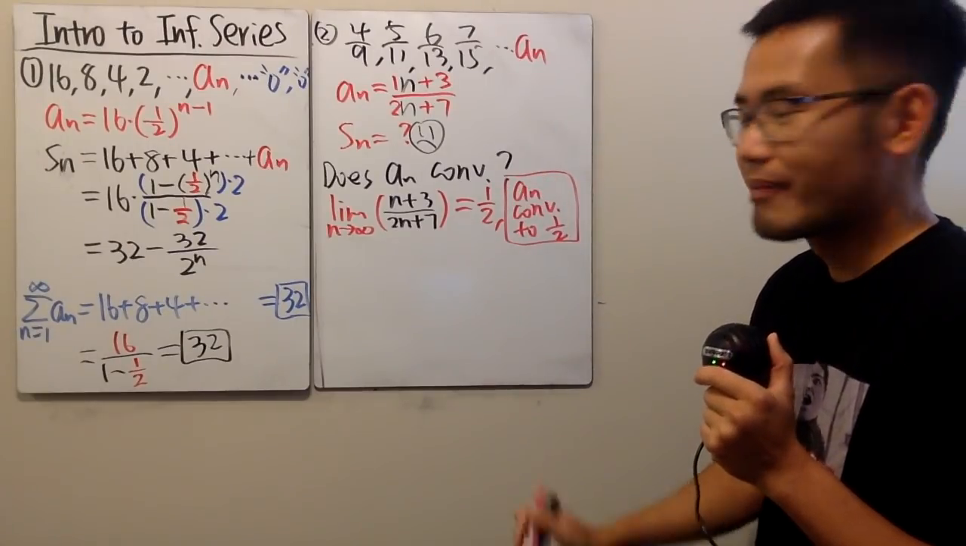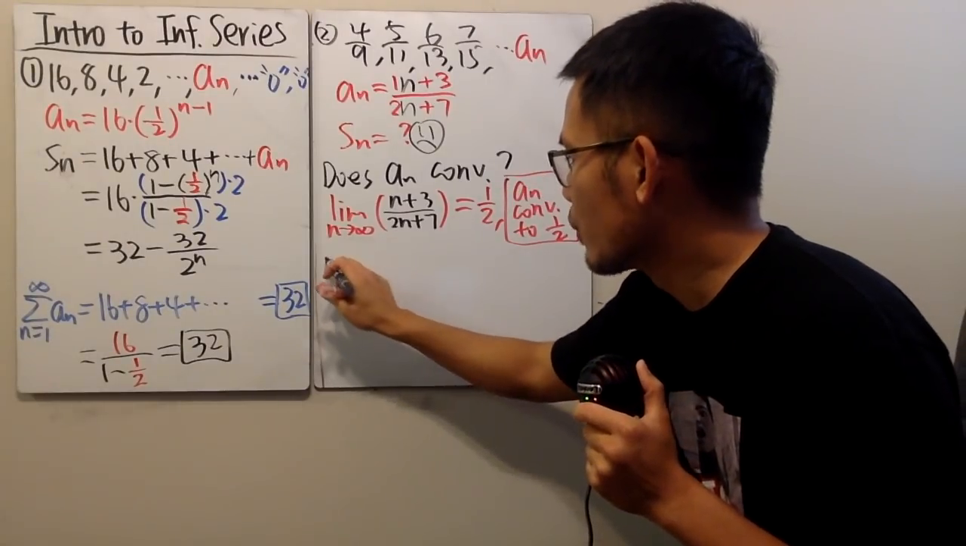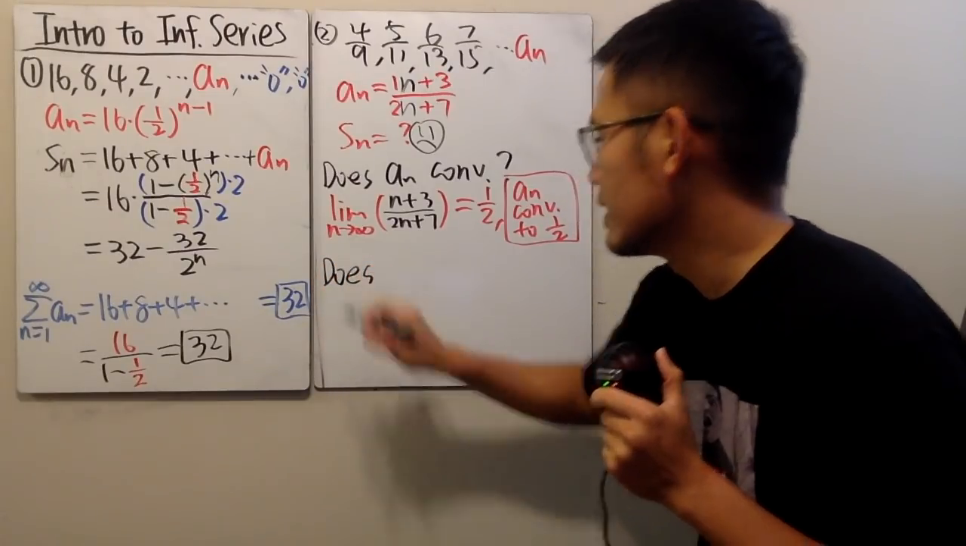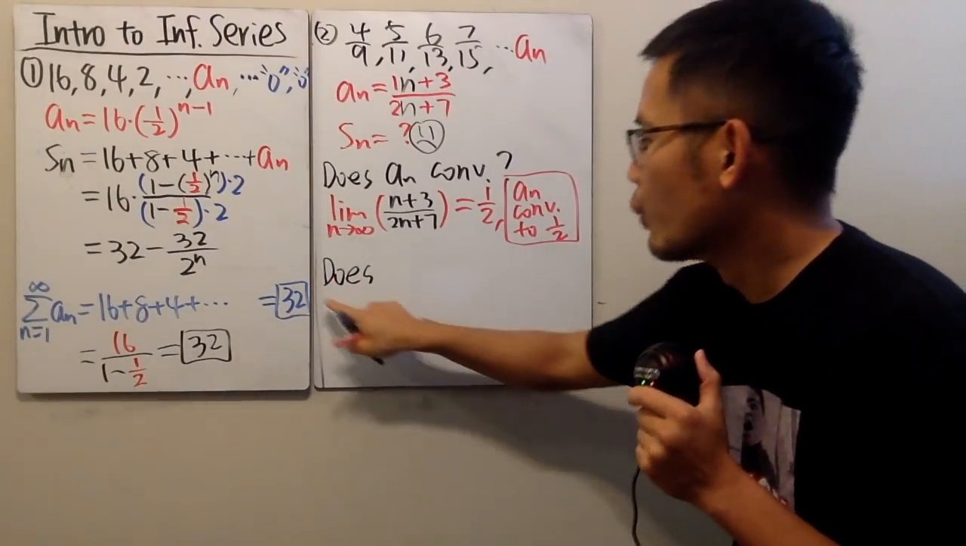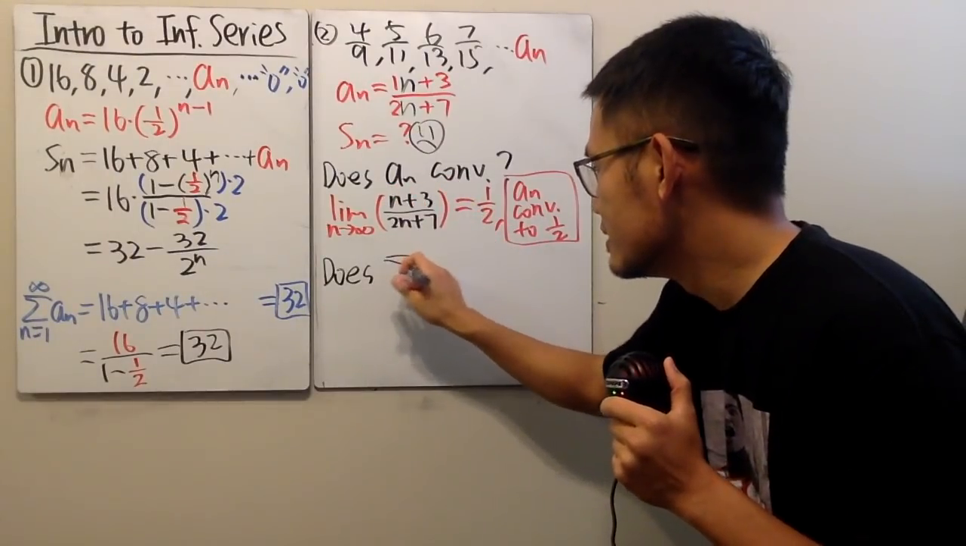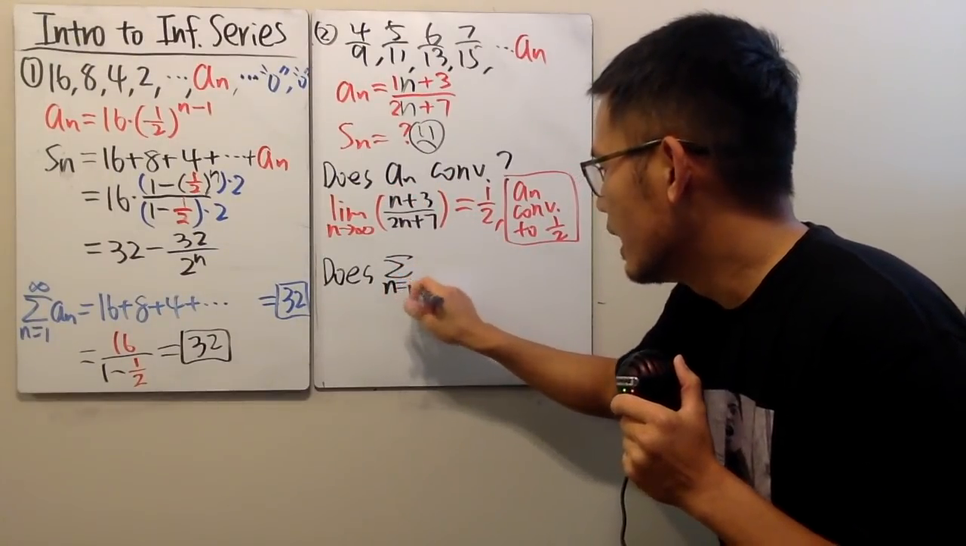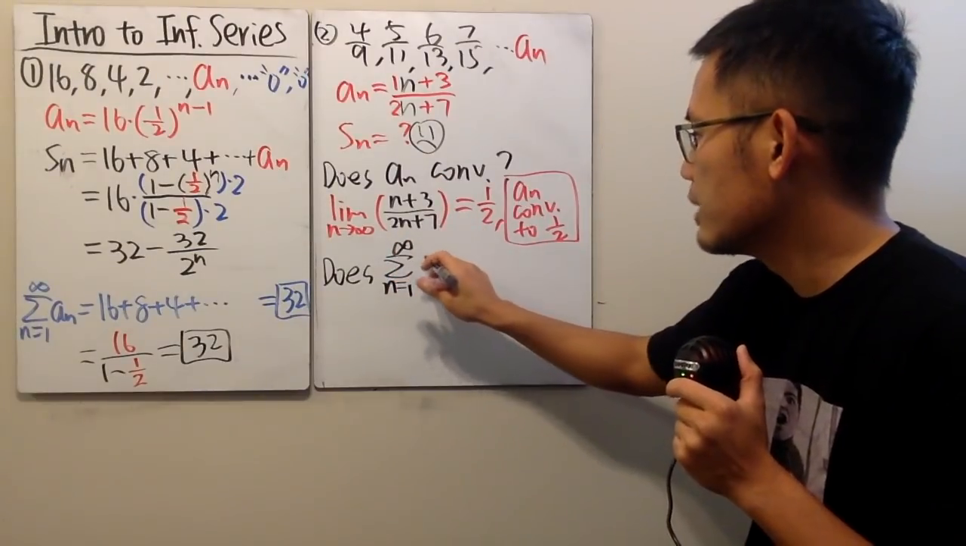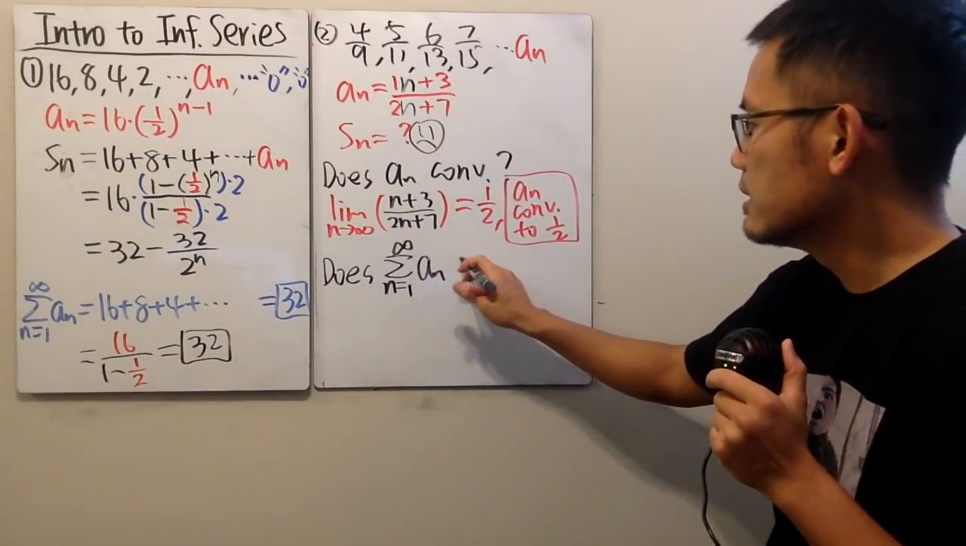Very nice. Now, for the second part, of course, let's look at, again, the way that the question will ask you, which is, does Sn converge? But we write it as the series, or the sum, and goes from 1 to infinity, and you put the An right here.